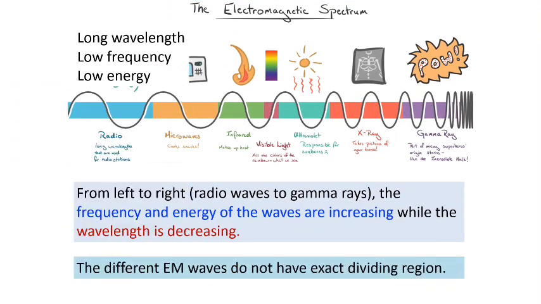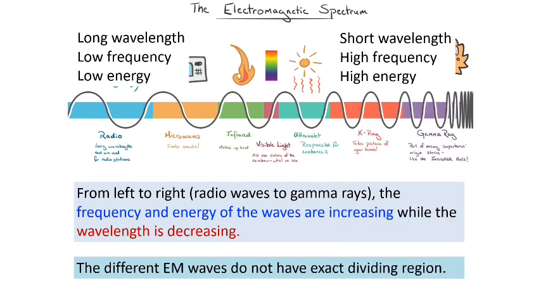Let us recall what we have learned about the electromagnetic spectrum. We have learned that those with long wavelength have low frequency and low energy, while those with short wavelength have high frequency and high energy. Looking at the electromagnetic spectrum from left to right, that is, from radio waves to gamma rays, we will observe that the frequency and energy of the waves are increasing, while the wavelength is decreasing. And we must take note that the different electromagnetic waves do not have exact dividing regions.